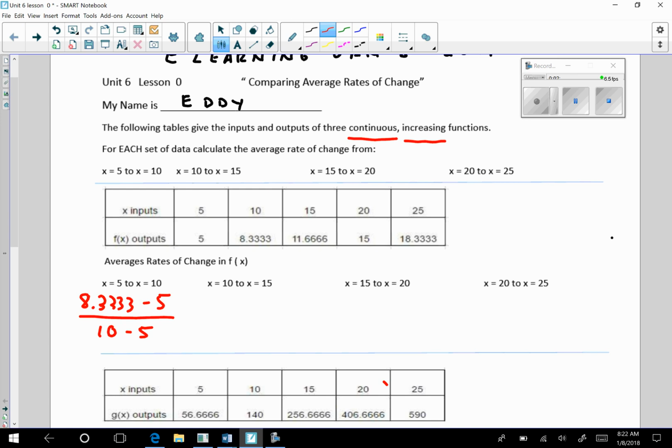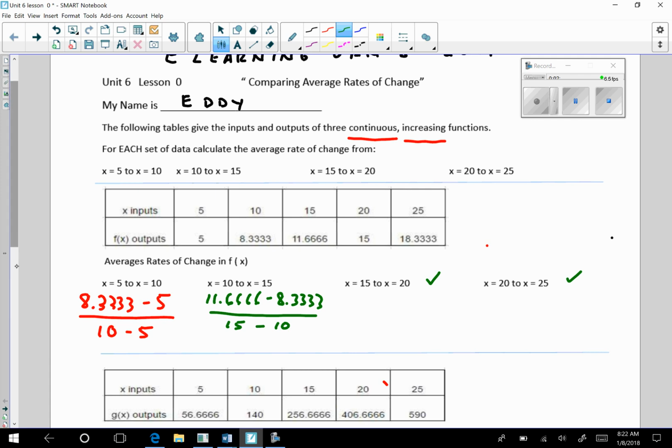In like manner, you're going to do the same thing from 10 to 15. From 10 to 15 will be 11.6666 minus 8.3333 over 15 minus 10. So I'm going to let you finish this calculation and find these average rates of change right here.